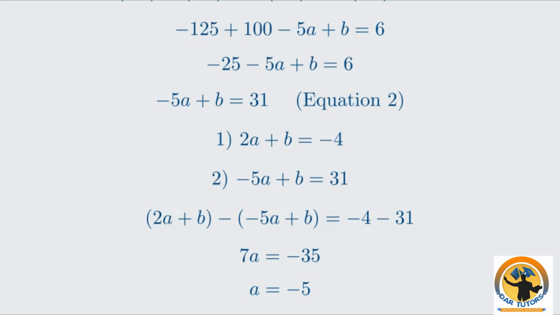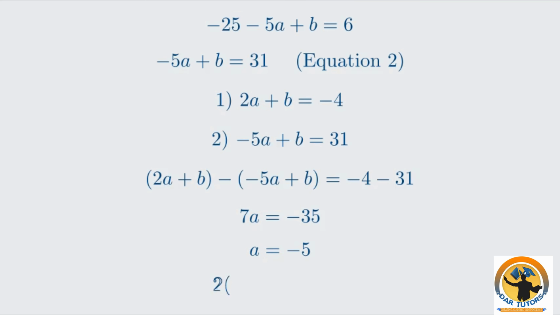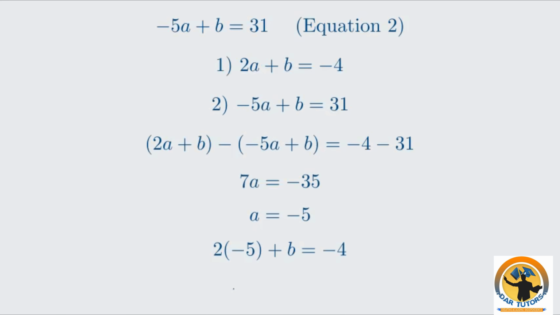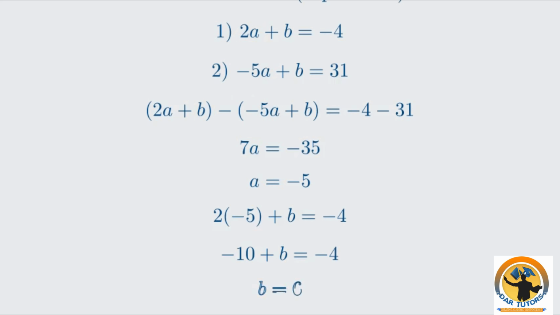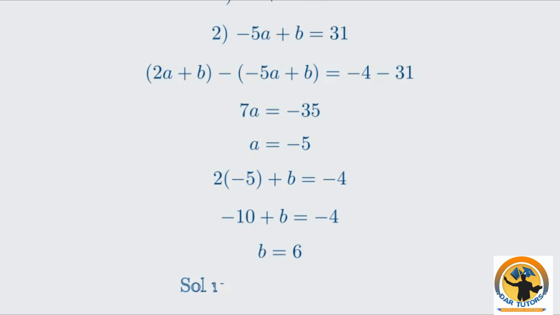Now we can substitute this value of a back into either equation to find b. Let's use equation 1. 2 times -5 plus b equals -4. This is -10 plus b equals -4. Adding 10 to both sides, we find that b equals 6. So the unknown coefficients are a equals -5 and b equals 6. We have successfully used the remainder theorem to solve for these values.